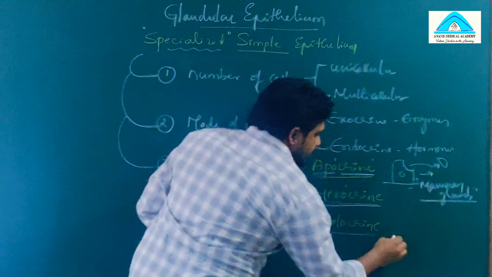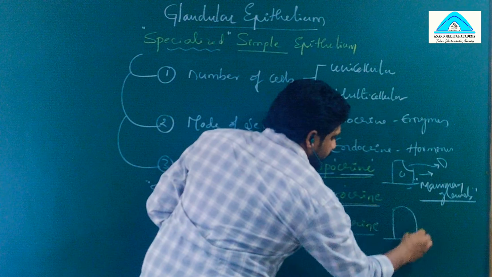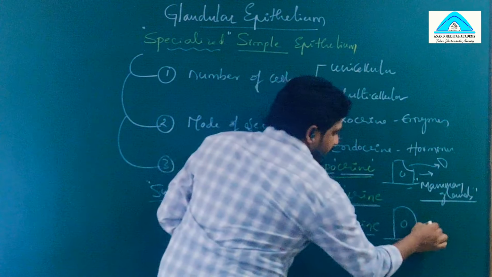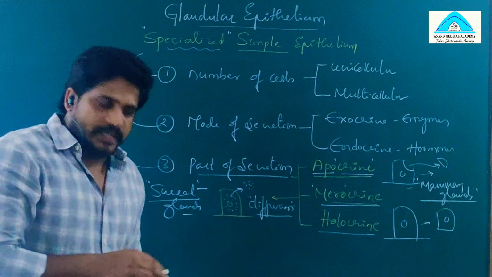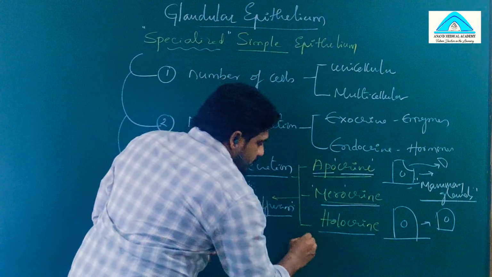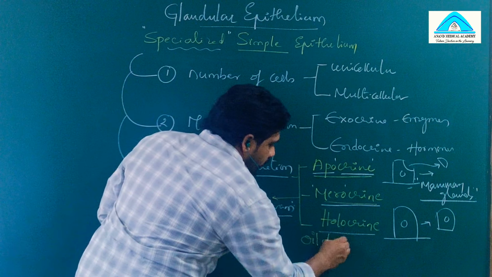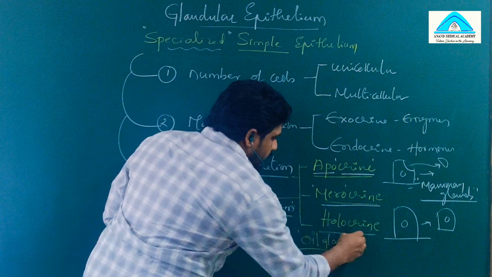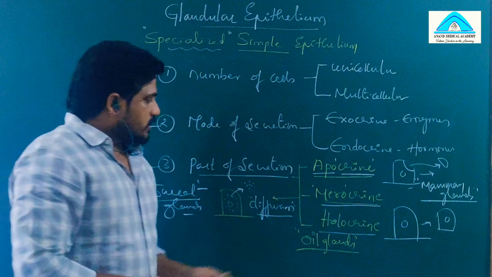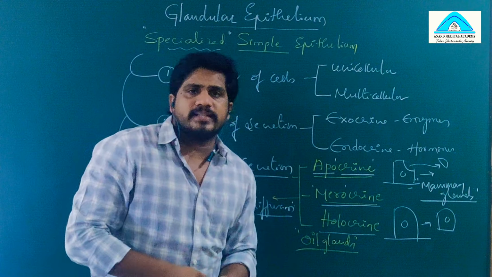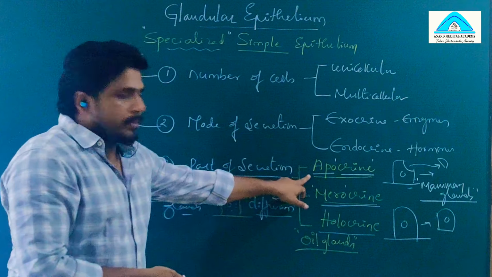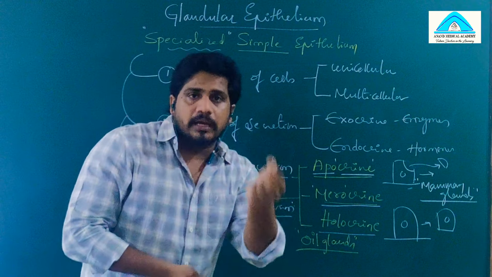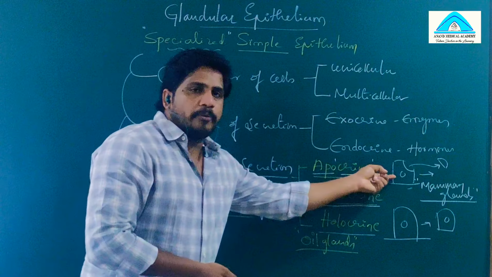Let us see holocrine. On the basement membrane the cell is present, whereas the entire cell comes out as a secretion. Such cells are called oil glands, sebaceous glands. Oil glands secrete the entire cell. That's why they are called holocrine cells. Holocrine, the total cell will be secreted out. In the case of apocrine, some portion, that is the apical part, is secreted. That's why it's called apocrine.